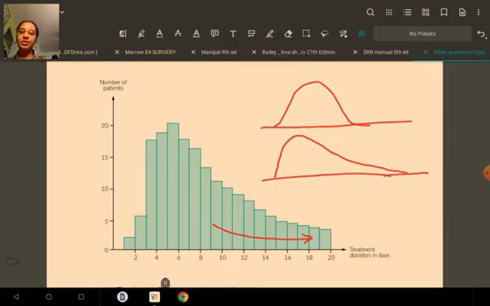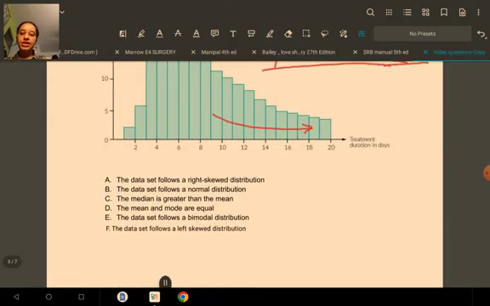They are asking us which of these statements is correct. The data set follows a right skewed distribution, normal distribution, the median is greater than the mean and mode are equal, the data set follows a bimodal distribution, the data set follows a left skewed distribution.